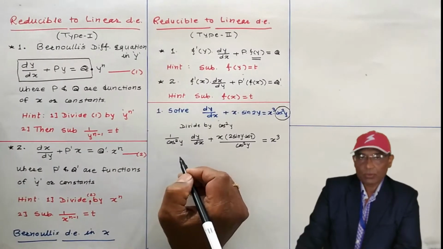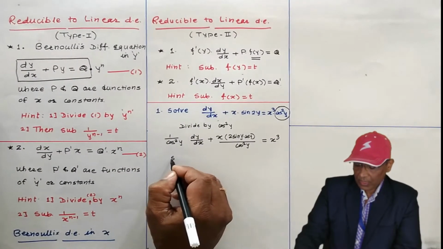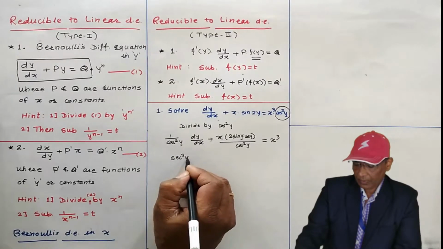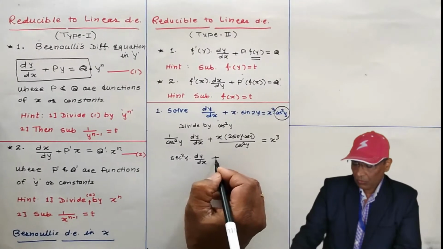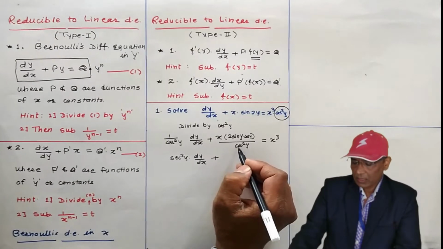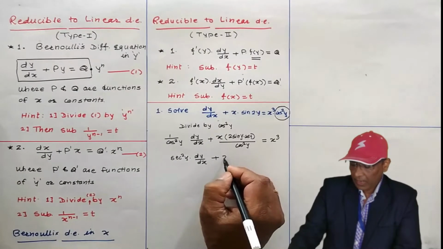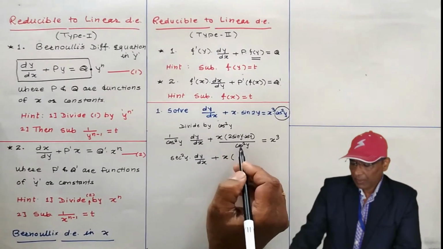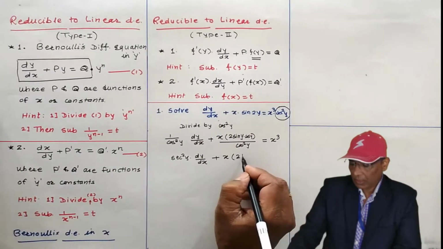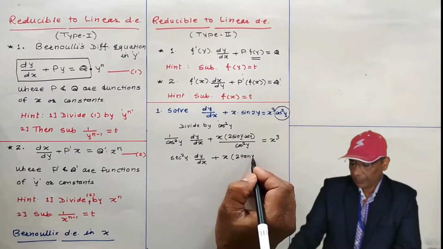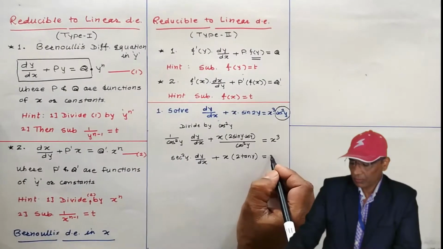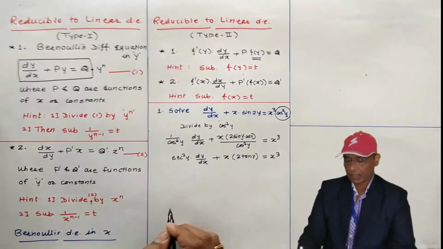Now try to solve it for one more step. 1 by cos square is sec square. Here, what is being cancelled? 1 cos gets cancelled. What will remain? X multiplied by sin by cos means tan y will remain, equal to x cube. Is it?